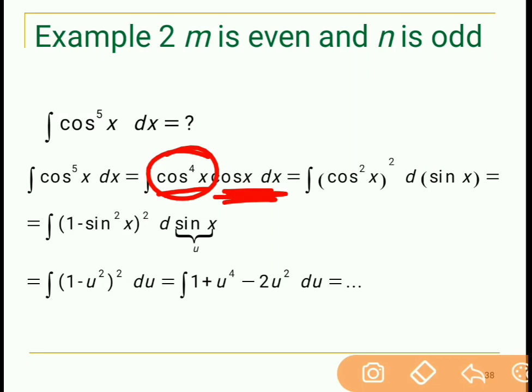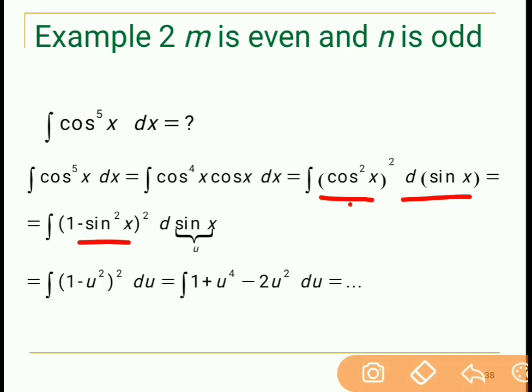Now cos x into dx, it can be written as what? Derivative of sin x. Fine. So now cos square x the whole square into derivative of sin x. Cos square x can be written as 1 minus sin square x, the whole square, into derivative of sin x. In this case, we can replace the sin x with u. So finally you will get 1 minus u square, the whole square, into du.